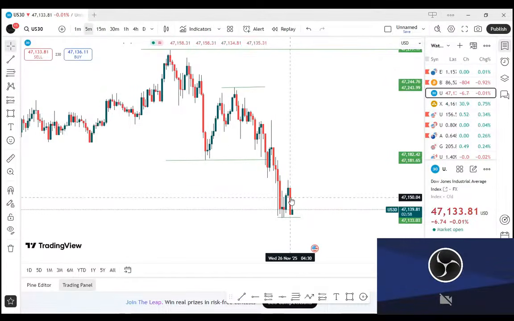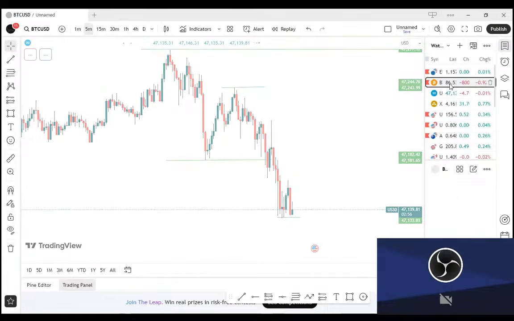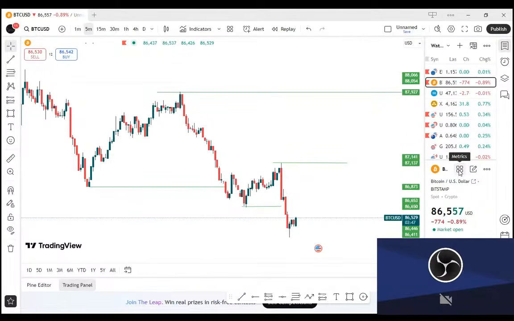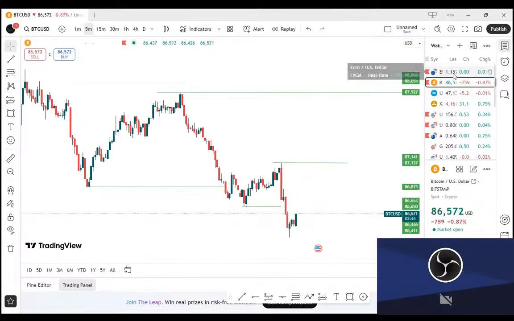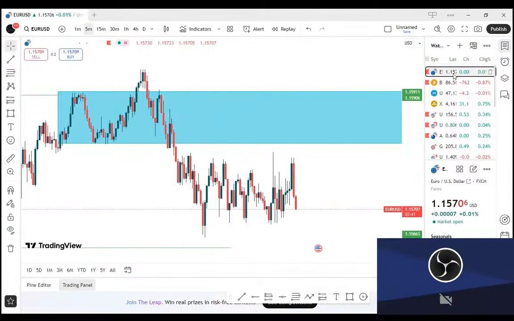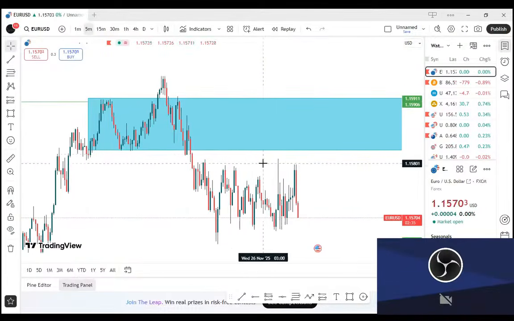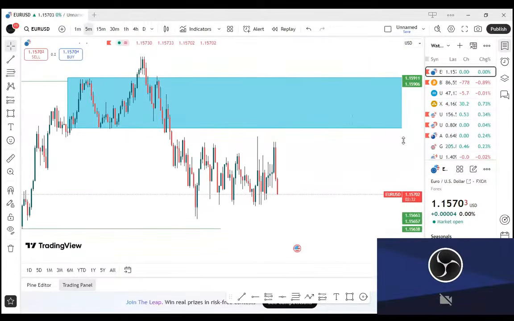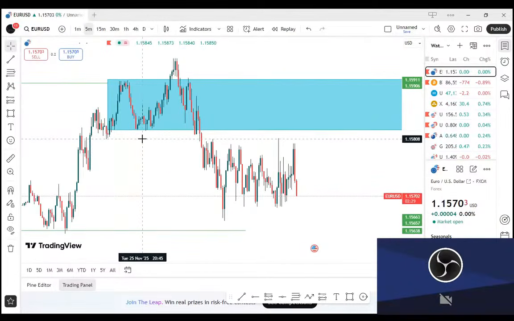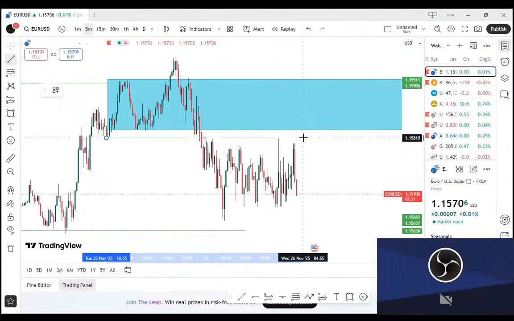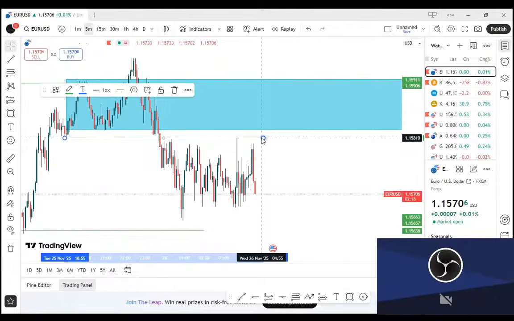As price is moving this way, we want to look for a reversal. Okay. This is BTC USD. And this is Euro. Okay, the Euro USD, let's see. It's supposed to come back up. Is it rejecting from there? It's supposed to come back more up.